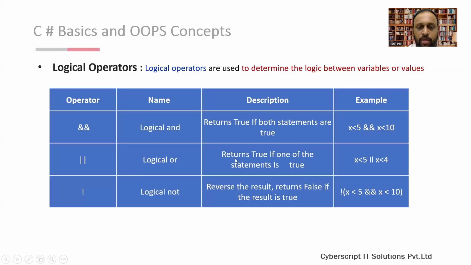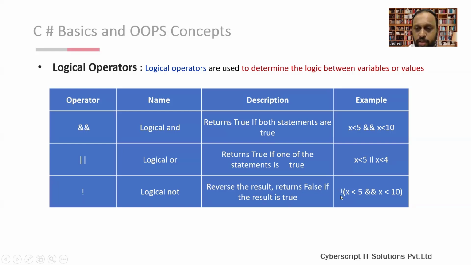The next one is logical or, which will return true if one of the statements is true. So if left hand side statement is true or right side statement is true, in that scenario it will print true value over here. So it will check or condition, either this must be true or this must be true. The next one is logical not. It will reverse the result, returns false if the result is true.